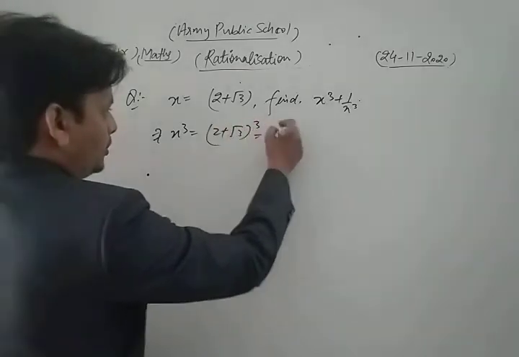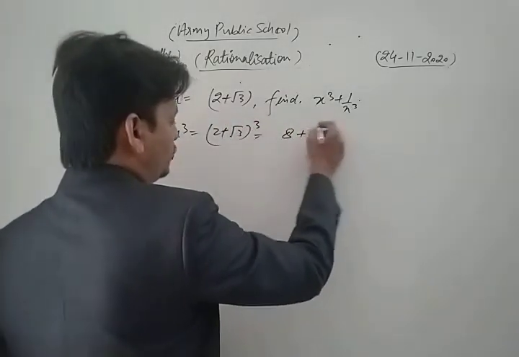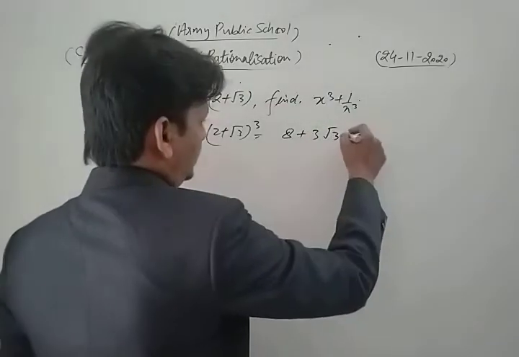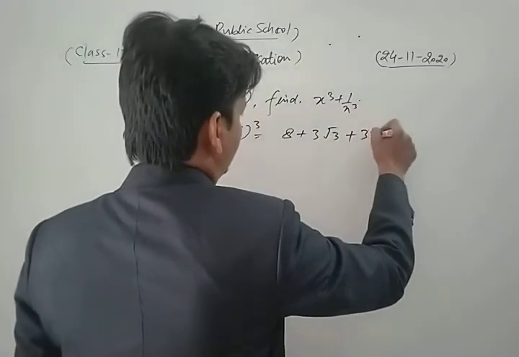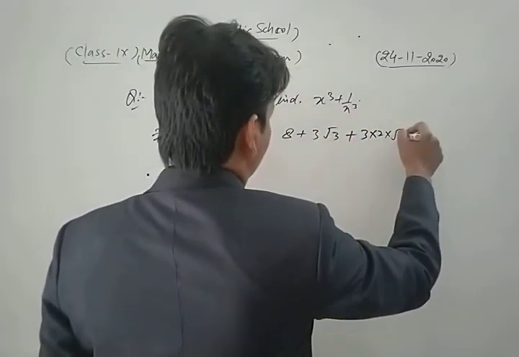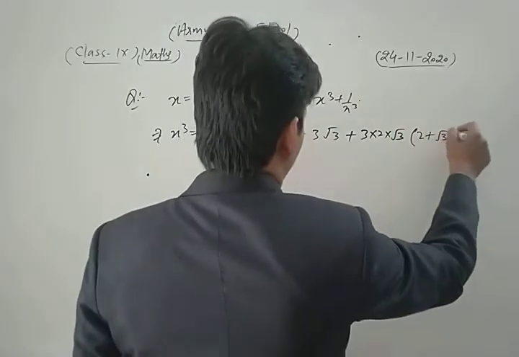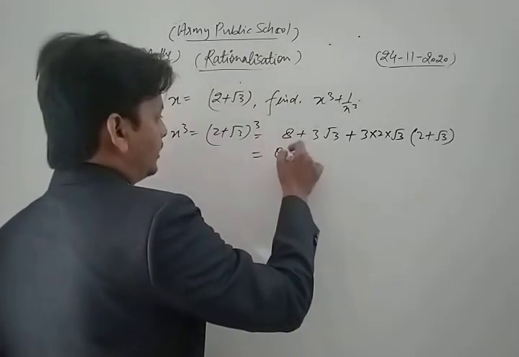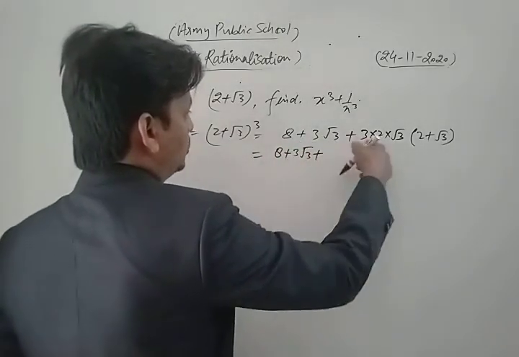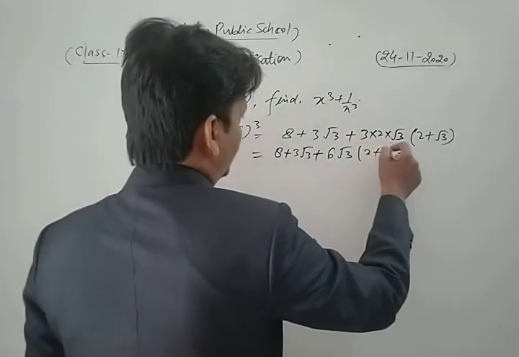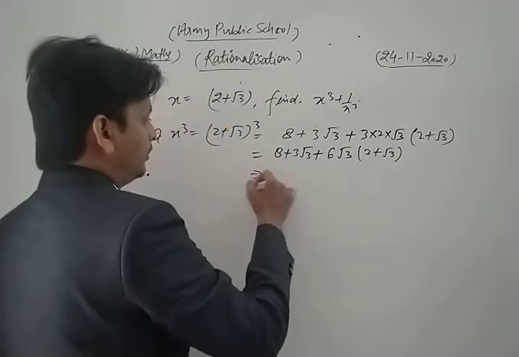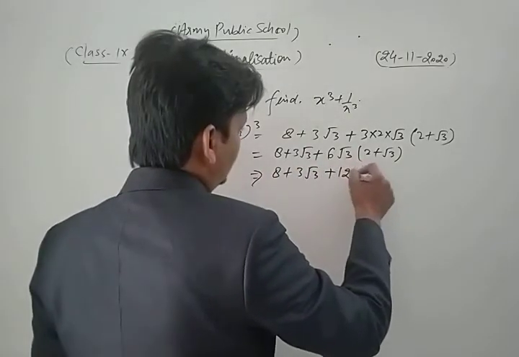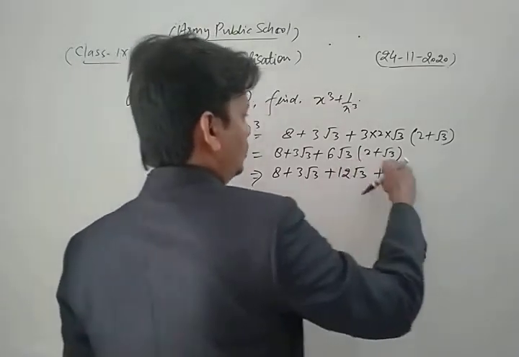The value of a plus b whole cube is a cube, which is 8, plus b cube, which is 3 under root 3, the cube of root 3, plus 3 into a into b in bracket a plus b, that is 2 plus root 3. First we expand it on the formula. So we get 8 plus 3 under root 3 plus 3 into 6 under root 3 in bracket 2 plus root 3. So we multiply them, we get 8 plus 3 root 3 plus 6 into 2 is 12 root 3 plus 3 root 3, 3 into 6 is 18.